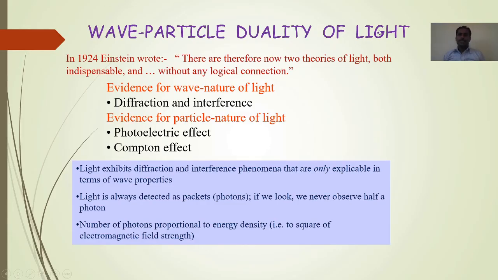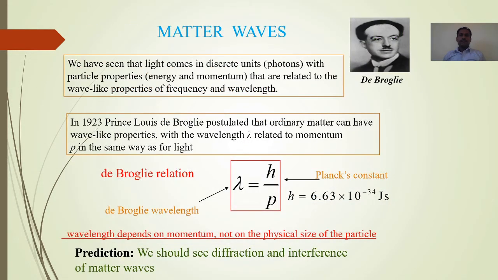Wave-particle duality of light. In 1924, Einstein wrote that light has two natures. The first is the wave nature of light, which is described by diffraction and interference. But evidence for the particle nature was given by the photoelectric effect and Compton scattering. Now light behaves sometimes like a wave, sometimes like a particle, the so-called wave-particle duality.